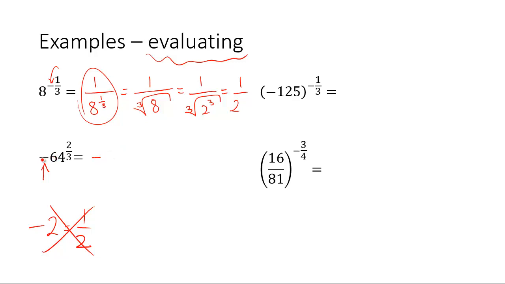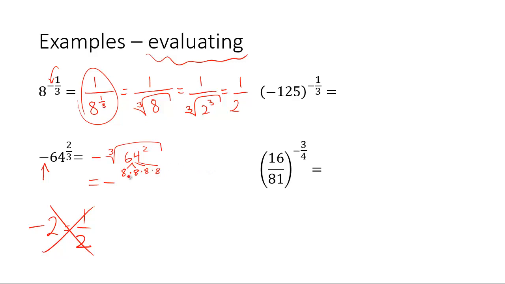So this is a negative that's on the outside. And the 64 is being taken to the power of 2/3, which means it's the cube root of 64 squared. So in order to evaluate the cube root, we actually need to figure out what the factors are here. Now 64 itself is actually 8 squared, so it's 8 times 8, but then the whole thing is squared, so it's going to actually be times 8 times 8.